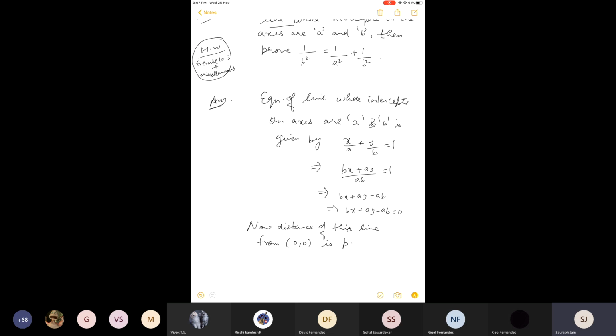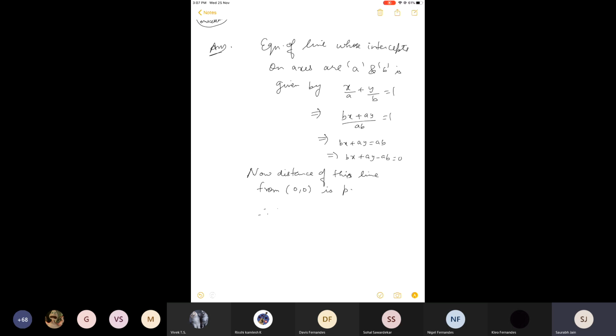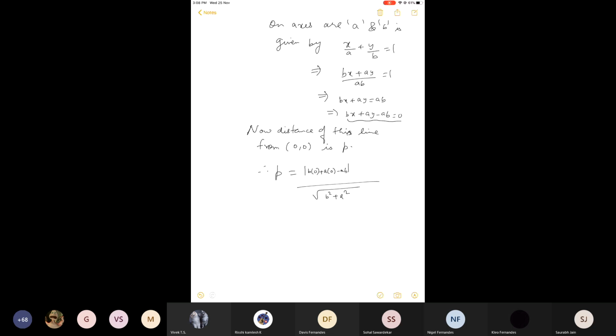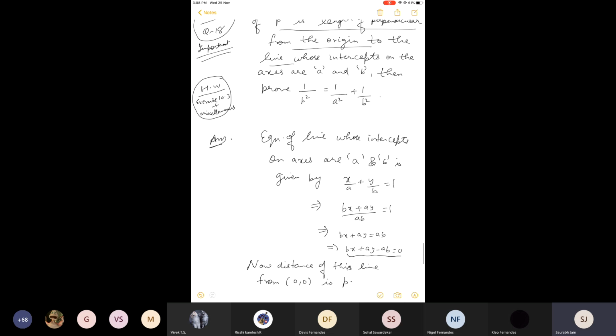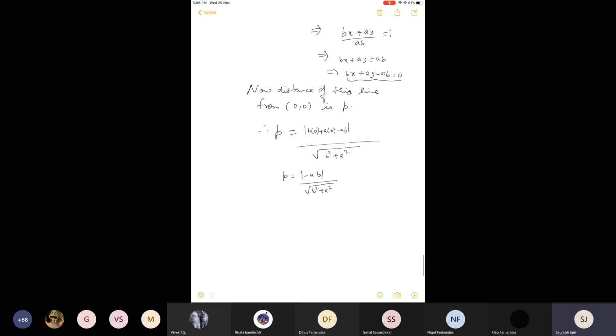So now we will use the formula of perpendicular distance. Therefore P equals mod, and in the under root what you will get? See, this is the expression, okay? So with x you will put 0, for y also you will put 0, this is minus AB, and in the denominator you will write b square plus a square, coefficient of x whole square plus coefficient of y whole square. So this becomes p equals minus of ab mod upon under root b square plus a square. Now we are supposed to prove this result, and we can see that with p we have a square. So what we will do, square both sides.